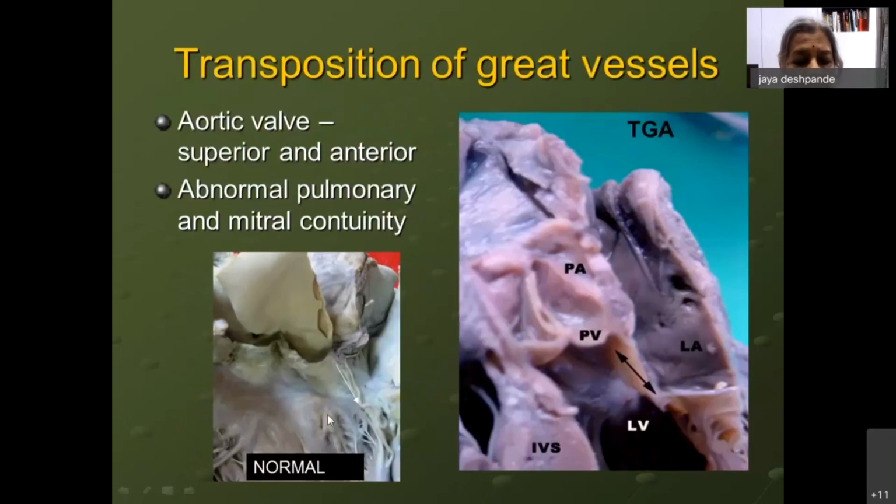Now this is a normal heart, the aorta, the aortic valve and the mitral valve. So you see aortic-mitral fibrous continuity, there is absence of the subpulmonary infundibulum. However, in transposition, you see there is pulmonary valve to mitral valve, this is the left ventricle, fibrous continuity. The aortic valve, you don't see it here, is a little superior and anterior.